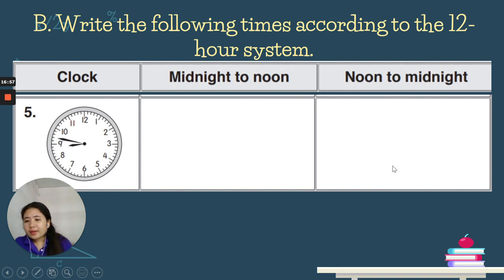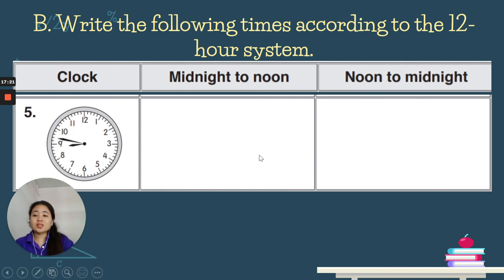So number 5, where is the hour? So is it 9? Not yet. So it's not yet pointing at 9. Look, it's pointing here. So it is still 8. So the time is 8 in hours. How about the minutes? 5, 10, 15, 20, 25, 30, 35, 40, 45, 46, 47.